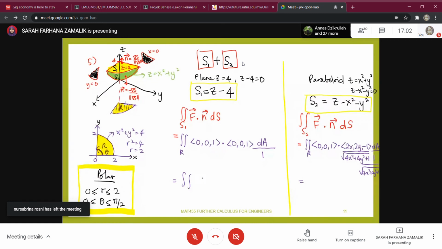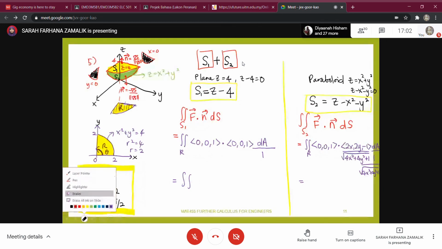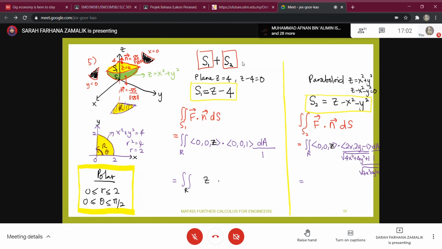So kat sini you get, saya tertinggal apa kat sini? Oh, Z, sorry. Okay, because your vector field F here is Z for vector K. So Z je lah ada kat situ. So hence your integral here, it becomes Z dA. So ini untuk S1.